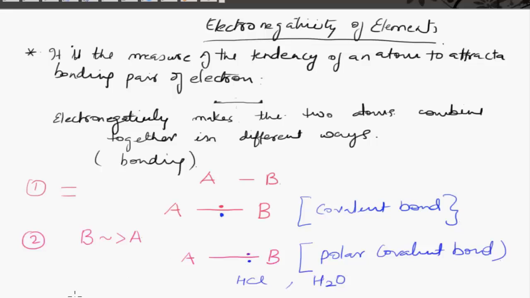Now, what happens in the third option, where B has a much greater electronegativity difference from A, that is, the electronegativity is very much higher than A? Then obviously the valence electron will shift completely towards B and will form an ionic bond.